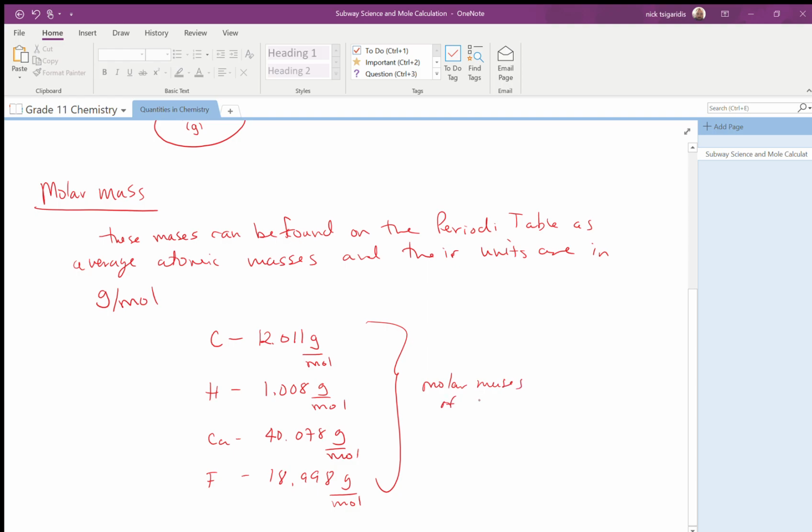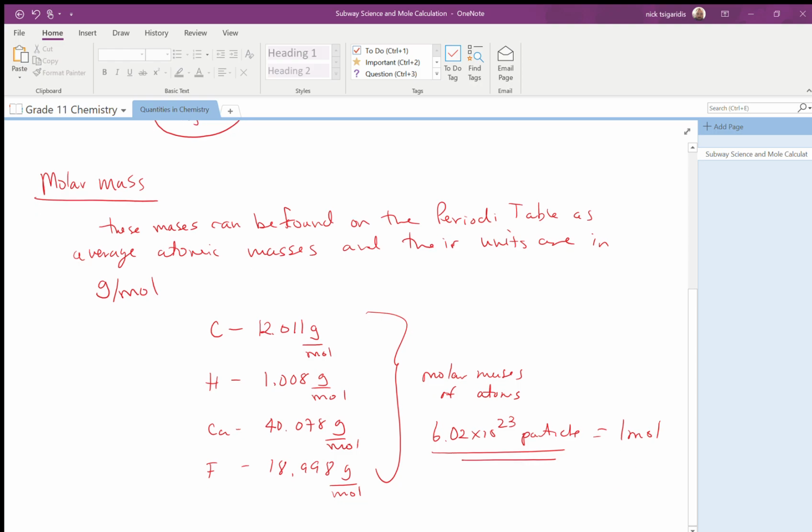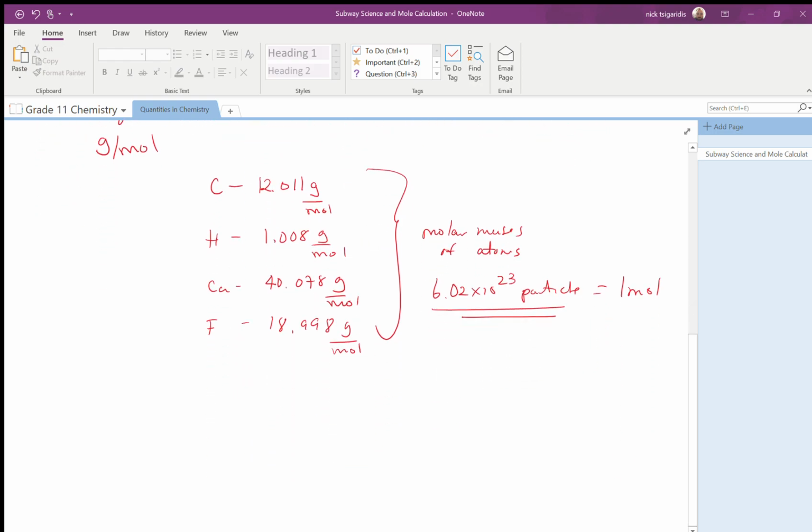So these are just examples, and these are molar masses of atoms. That is, if I had exactly Avogadro's number, so that is 6.02 times 10 to the power of 23 particles, then I would have 1 mole of particles. But, of course, we don't just have individual atoms flying around. We've got compounds and molecules all around us. So how would we determine the molar mass of molecules?